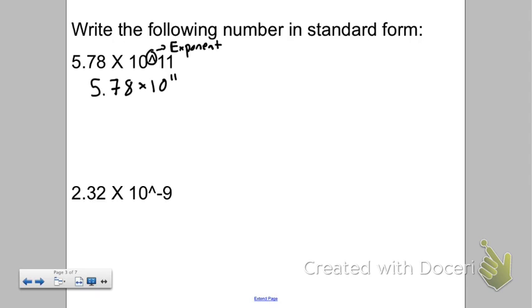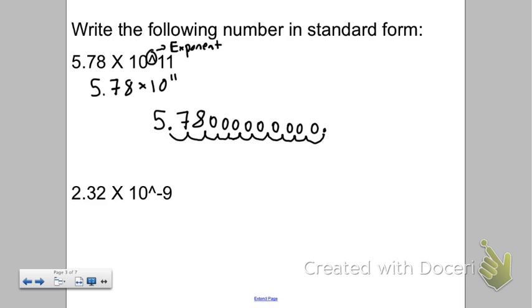The way to do this is I'm going to rewrite my number, 5.78. Since it is 10 to the 11th, I need to move my decimal point 11 places to the right. I'm going to start where my decimal is, and I'm just going to count out to 11. 1, 2, 3, 4, 5, 6, 7, 8, 9, 10, 11. My decimal point now is moved here. I cannot just have all these blank spaces, so however many blank spaces I have, I'm going to fill those all in with zeros.